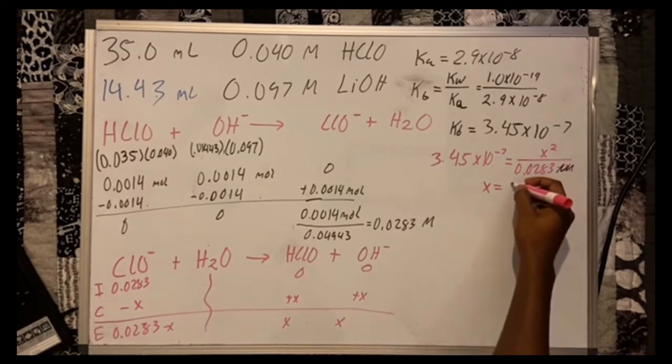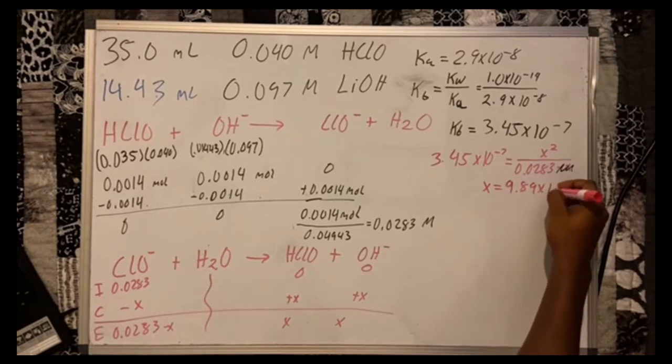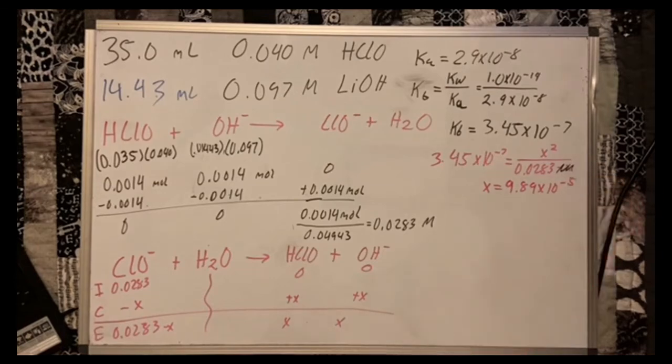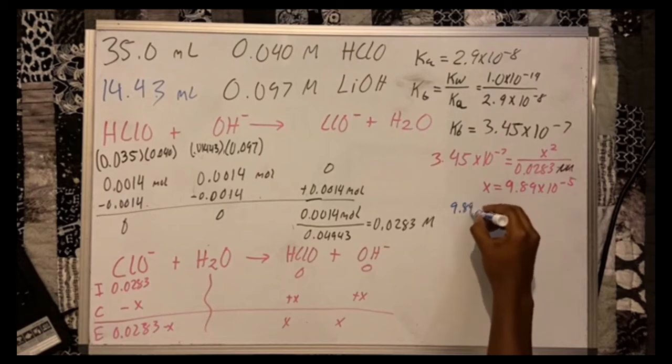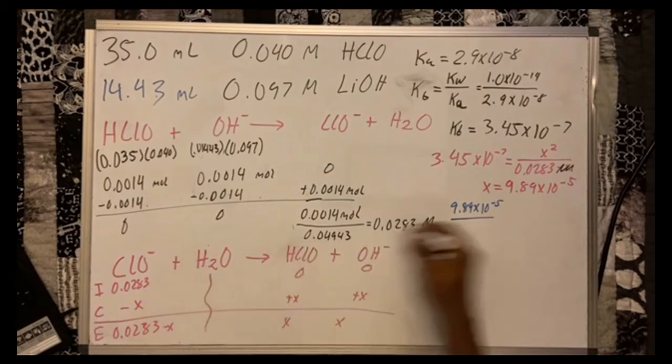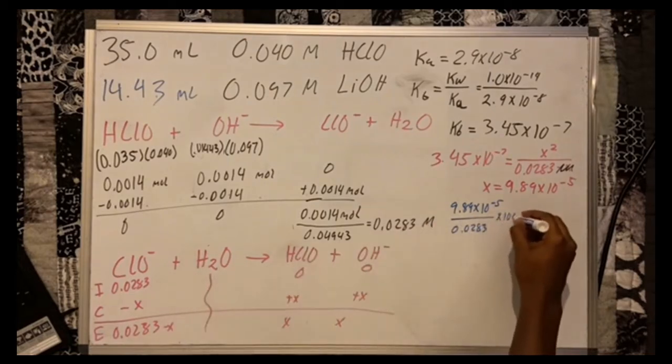Oh, moment of truth. 9.89 times 10 to the negative fifth. Maybe. Awesome. Good. Okay, gotta check it again. Check it right now. So we do our 9.89 times 10 to the negative fifth over the original, so my 0.0283 times 100.